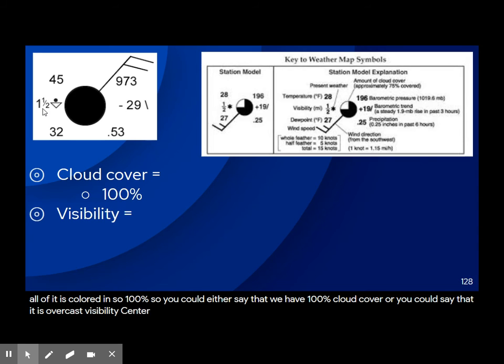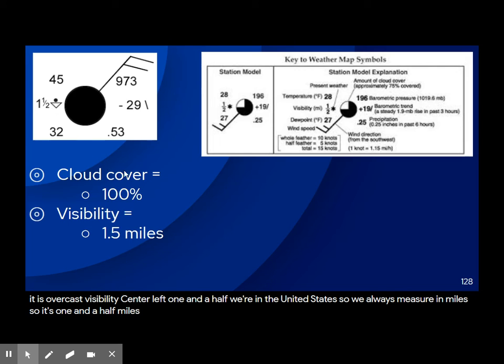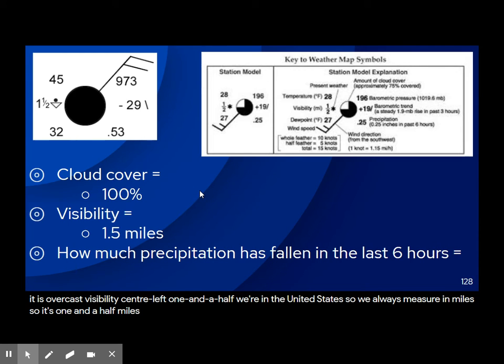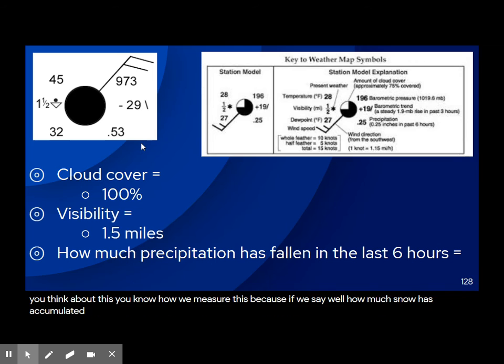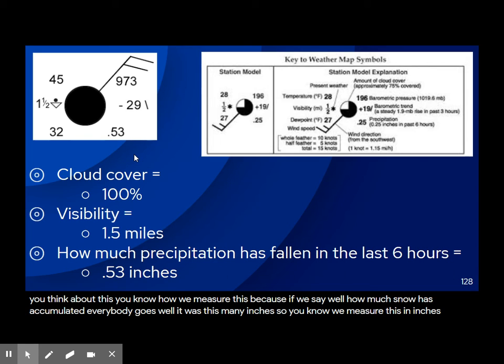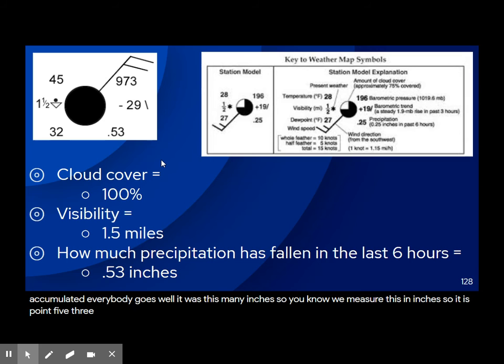Visibility, center left, 1.5. We're in the United States, so we always measure in miles. So it's 1.5 miles. And how much precipitation has fallen in the last 6 hours? Lower right. And if you think about this, you know how we measure this, because if we say, well, how much snow has accumulated? Everybody goes, well, it was this many inches. So you know we measure this in inches. So it is 0.53 inches.